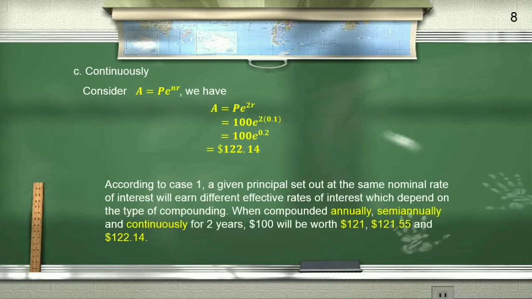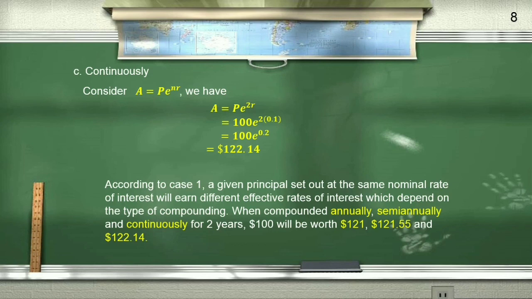And the last one, what about if the interest rate r is compounded continuously? We consider A = Pe^(nr). By using this, we have A = Pe^2r, and we substitute the value of r, which is 0.1, and then we have 100e^(2 times 0.1), so 100 times e^0.2, and we get 122.14.